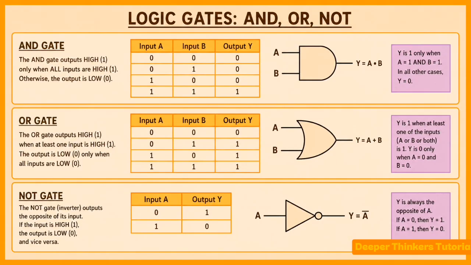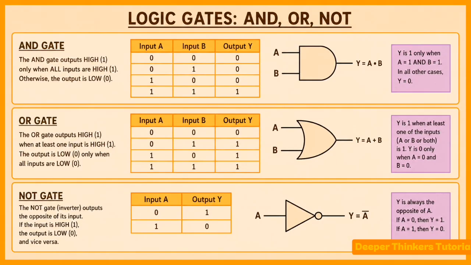So we have the first row, 0 and 0 is 0, none of them is high. But the second row, 0 and 1, one of them is high, so therefore it will be high. Then we have 1 and 0, one of them is high, it will still give you high. Then 1 and 1, both of them are high, so it will give you a high. So that brings about the name OR. If A or B is high, it will give you a high.